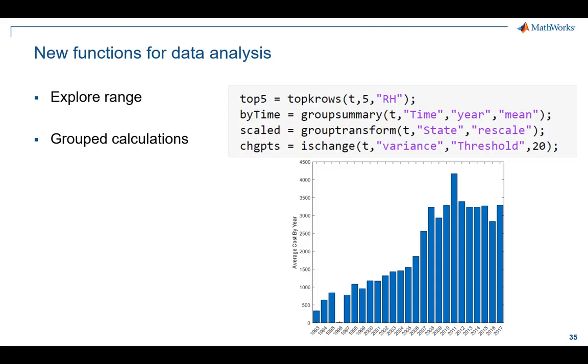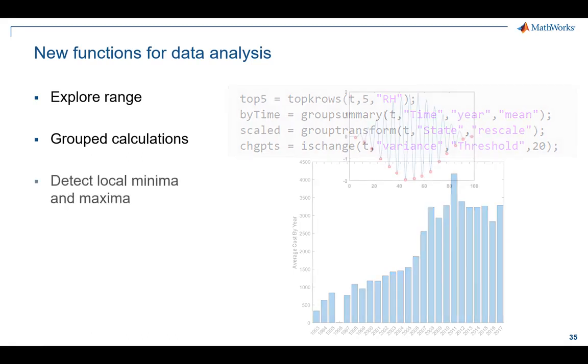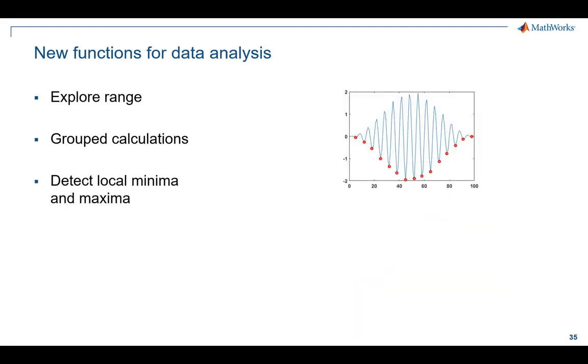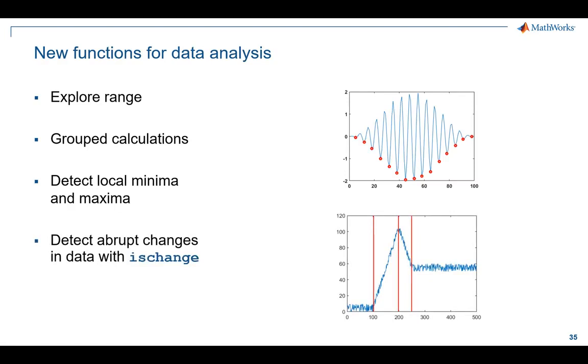Grouping is a big deal. We have lots of groups, whether it's part numbers or group by time, by week, by month, by day, and so on and so forth. And so there are new functions like group summary and group transform that allow you to do this grouping work right out of the box. What about detecting change points? A couple of functions here are is change and is local minima, local maxima, that type of thing. These can be very useful just early on in our discovery process when we're trying to identify what's going on with our data.